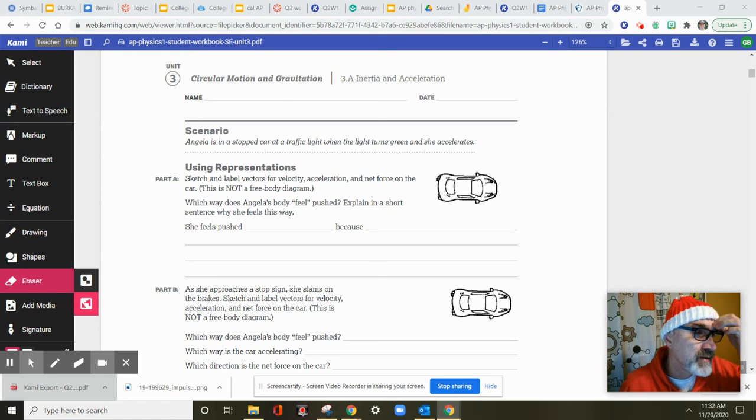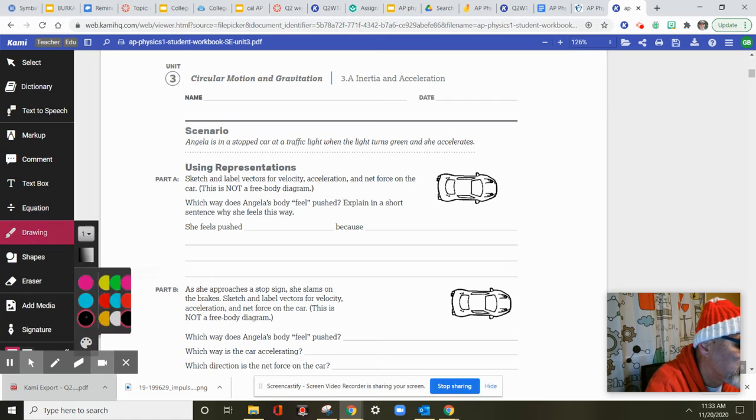All right, so Angela is in a stopped car at a traffic light. The light turns green and she accelerates. Sketch and label vectors for velocity and acceleration and net force on the car.